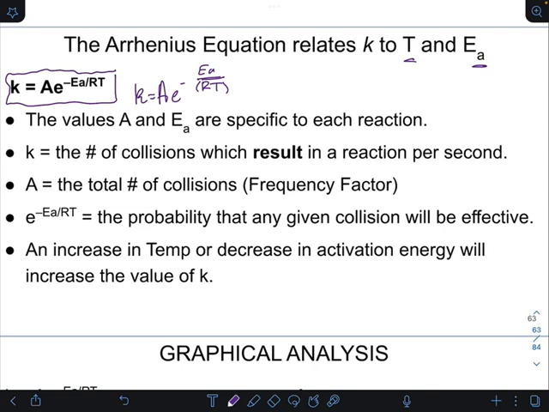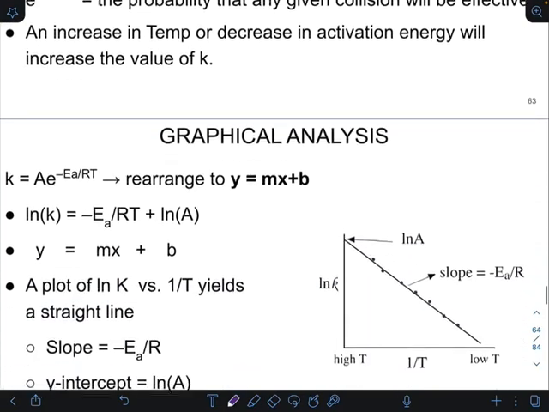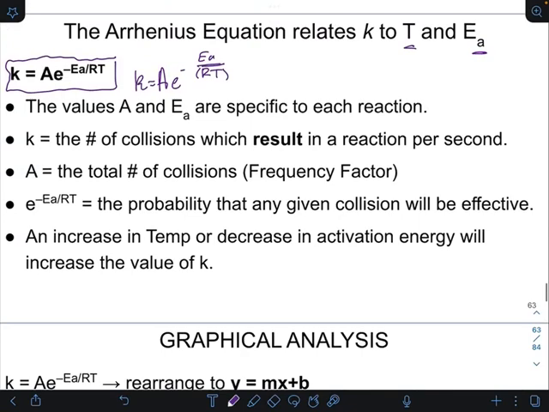And we assume that A doesn't change within the temperature range that we are looking at, although oftentimes that's not a great assumption. But we don't really focus as much on A, we really focus on Ea and T. And you'll see why in a minute when we rearrange this equation. So e to the negative Ea over RT is the probability that any collision will be effective. So if you take the total number of collisions and you multiply it by the probability that a collision will be effective, you end up with the number of collisions that are effective.